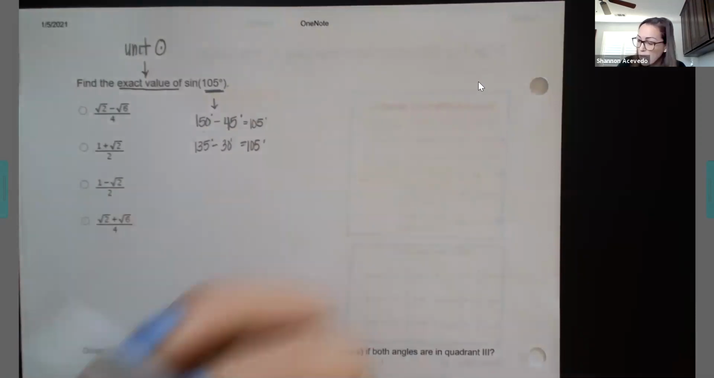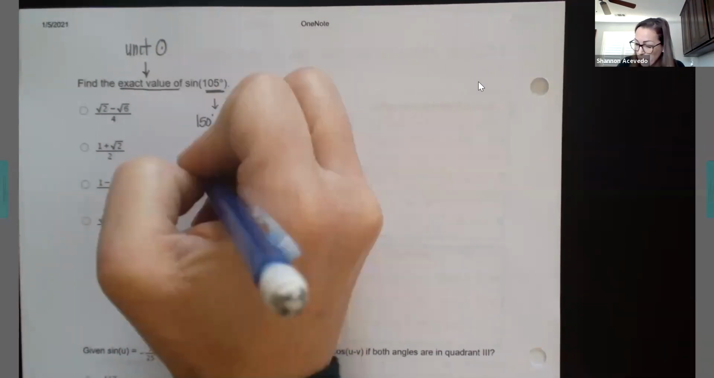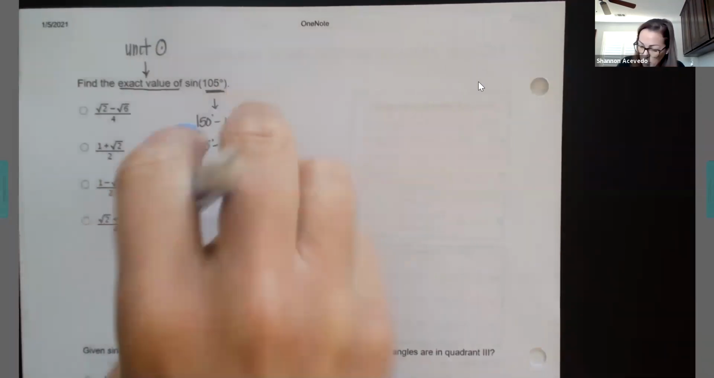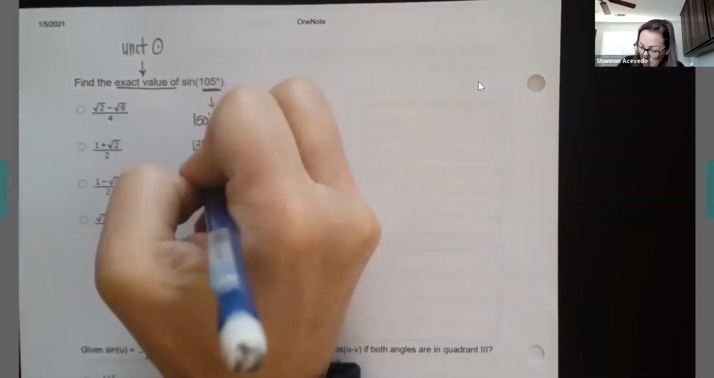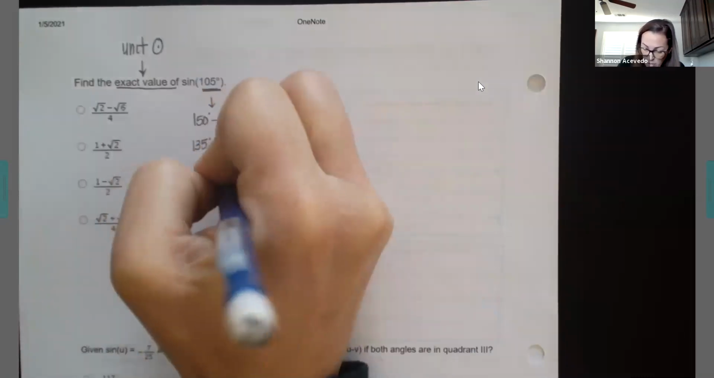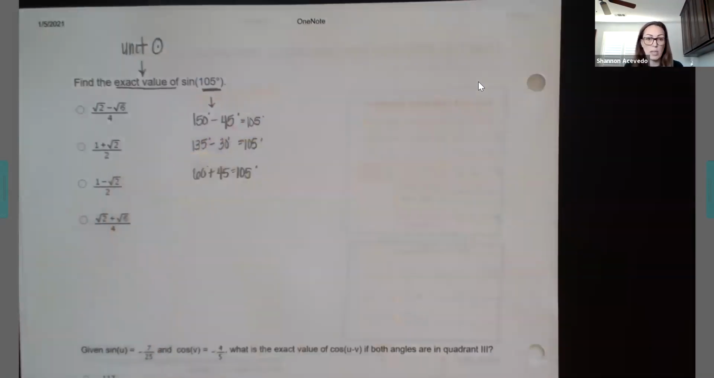I could have also done addition. I could have done, let's see, my 60 degrees plus my 45 would also give me 105 degrees, right? All of these are valid ways to do it. And they're going to give me the same answer in the end, equivalent answers. So I just need to pick one of these ways.